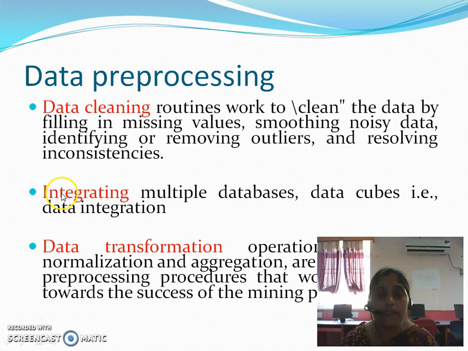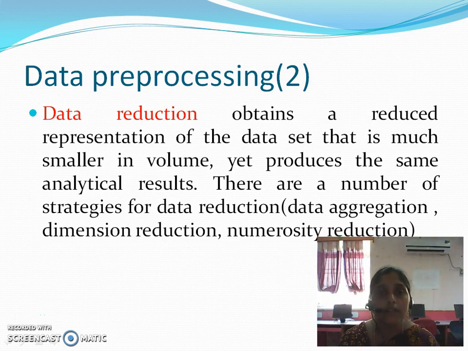The next step is data integration, integrating multiple databases to construct our data warehouse. The next one is data transformation. Here the data is transformed from the original form to a form suitable for data mining. Especially when working with machine learning tools, the algorithms work more efficiently with normalized values, so in data transformation the original values will be normalized or aggregated. The final one is data reduction.